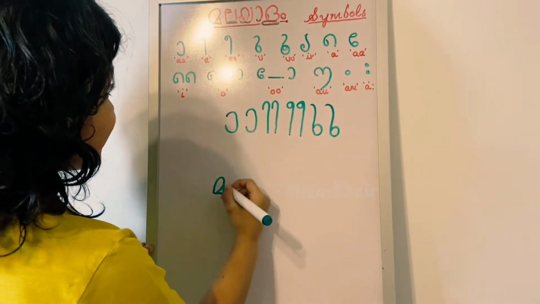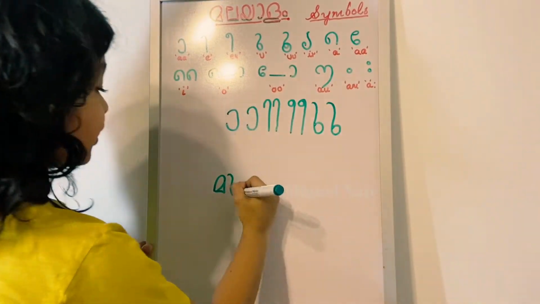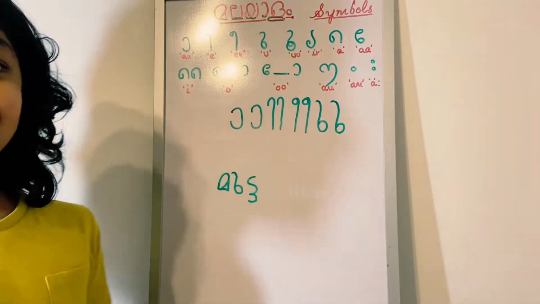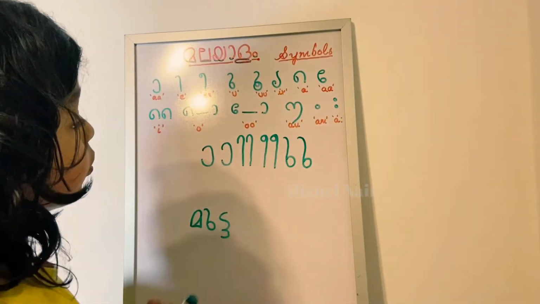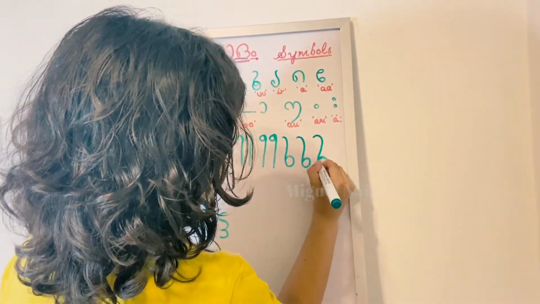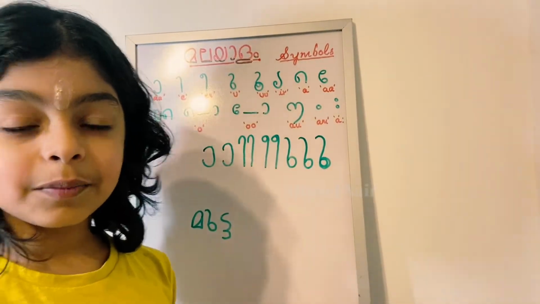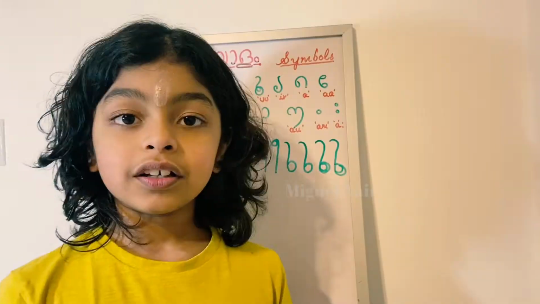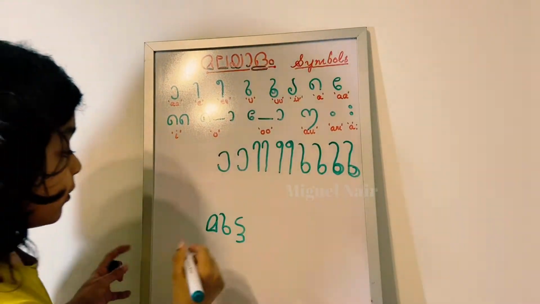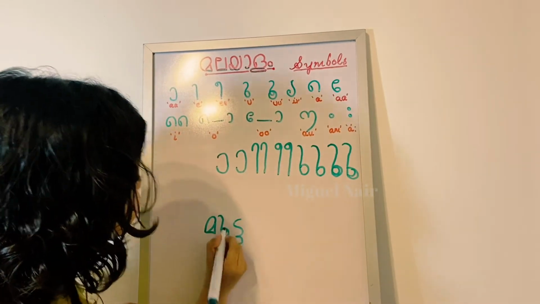Ma, U, then it's a ta. Mutta means egg. Next symbol is U. It's very similar to U. We write U, but we put another circle on the inside. Let me show you it again. We use U in muta. That's why I left this on the board. We can just change the U into U.